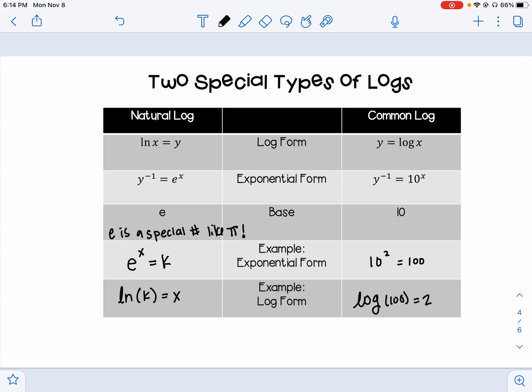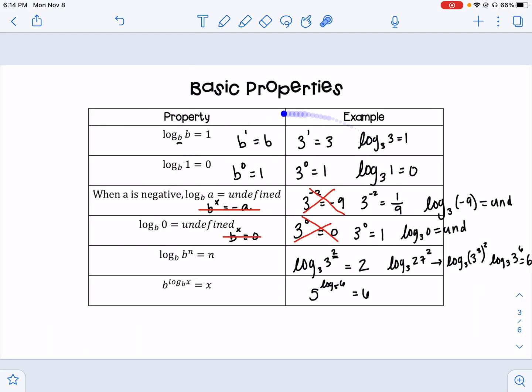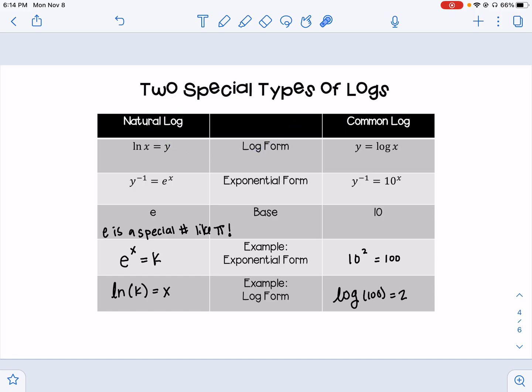Alrighty, so these are kind of our big pieces. These are our properties. These are some of our specials. So we have a special type, a natural log. This may be really important when we get into applications. And then the common log. So if your base is 10, you just write log, no base. If your base is the special number e, you actually write ln for natural log.